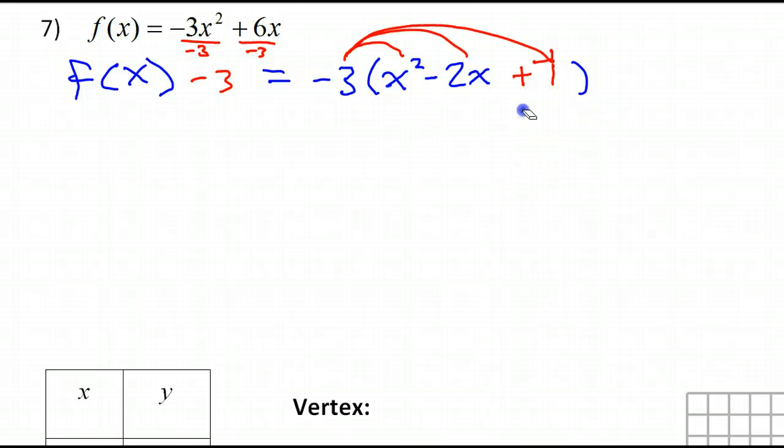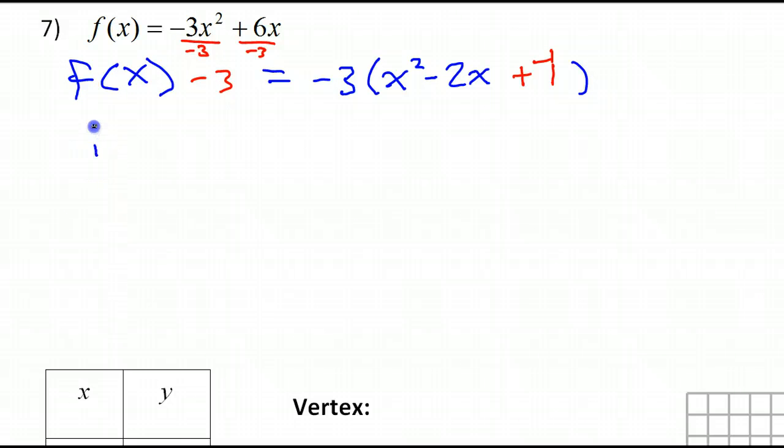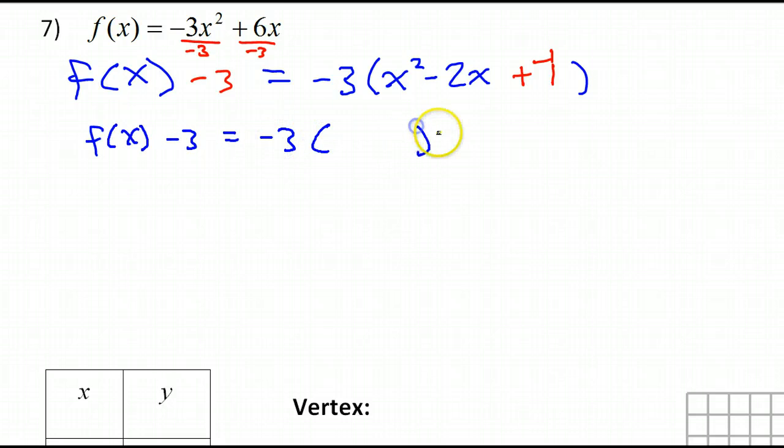Okay, did you follow that? I hope so. Sometimes it takes a few times, but that was a few times. So you know what? You should have it. So we have f of x minus 3 is equal to -3 times, now this should factor as the same thing twice.